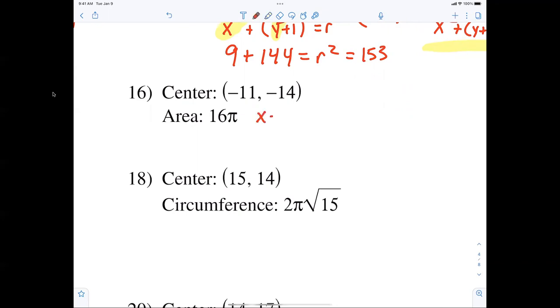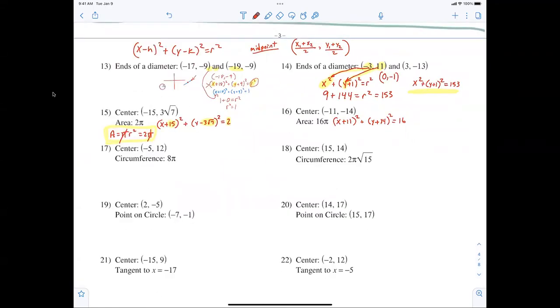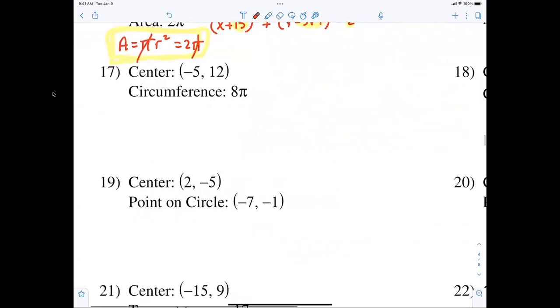Easy. X plus 11 squared plus y plus 14 squared equals 16. Anybody have any issues with that? Okay. 17. Here we go.